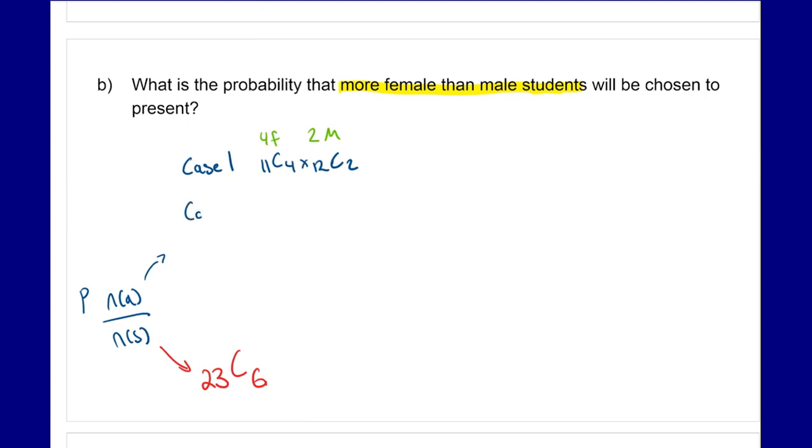The next case, we're looking at 5 females and 1 male. Let me just organize this a little bit better. So 11 females choosing 5, multiplied by 12 males choosing 1.